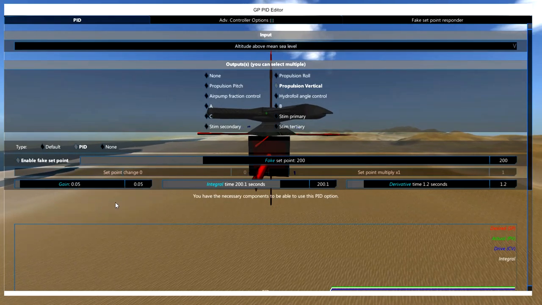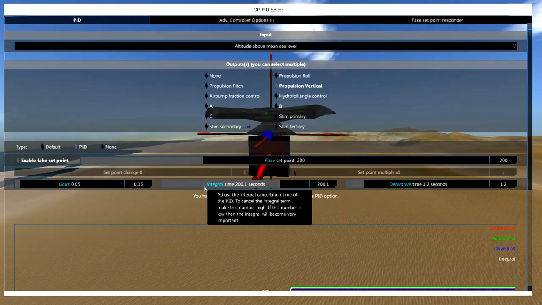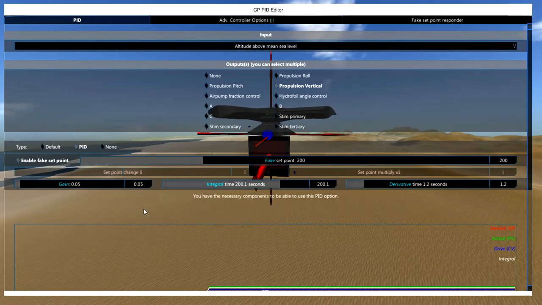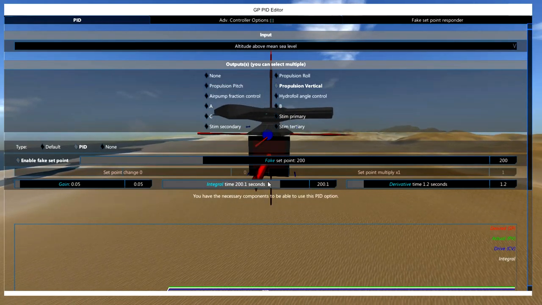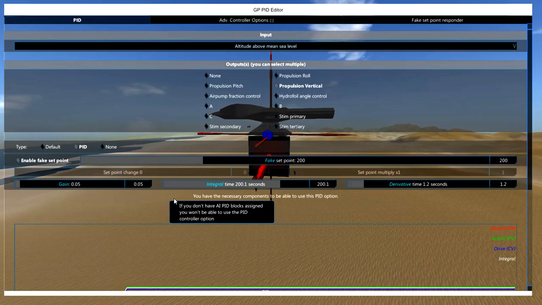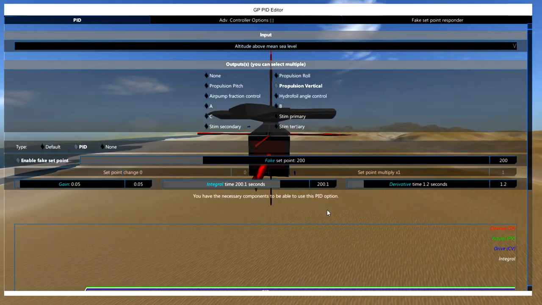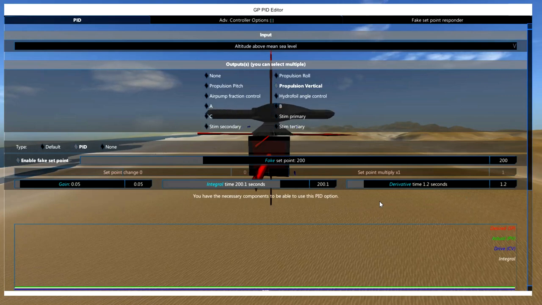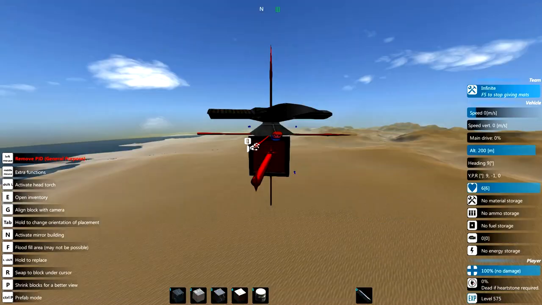You can have really any gain or integral time as you want, because the gain will just tell you how fast your PID is going to be, how much power is going to put into its movement. Your integral time is going to tell you how reactive it is, and your derivative time is just going to correct for those little bits of error from the PID itself.